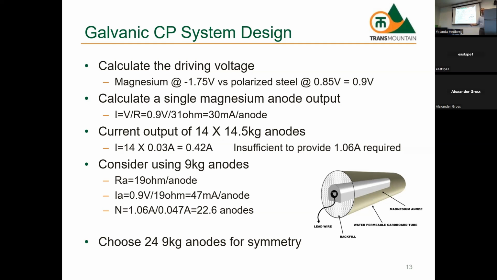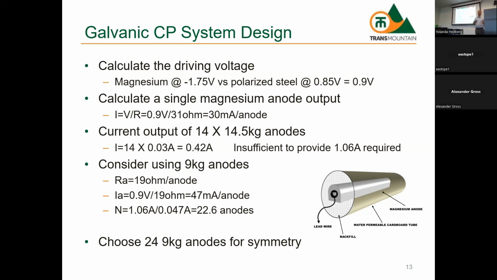And when we run the calculations, the resistance is different for a 9 kilogram anode because it's skinnier and longer than the 14.5. So when you do the resistance calculation, it actually comes out to be a lower resistance anode of 19 ohms. And when you plug that in, you can actually get more current out of the smaller anode, weight-wise, based on the configuration of it being longer. Okay?